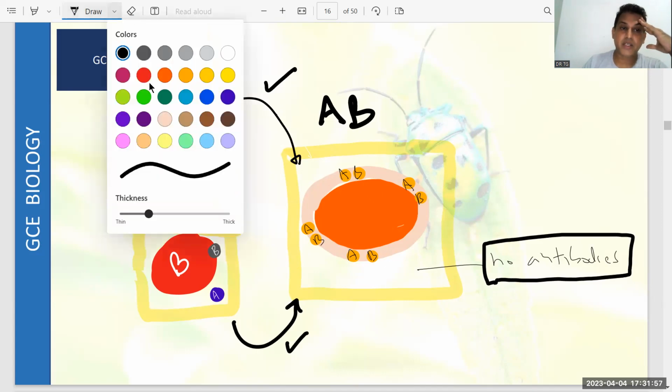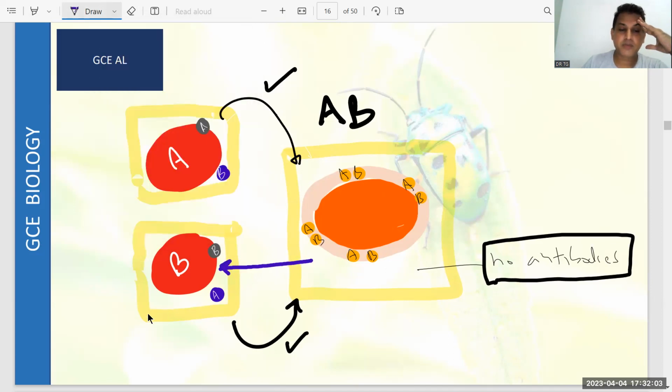Let's see what will happen the other way now. AB is giving blood to B. If AB is giving blood to B, B has A antibody, which can recognize. This is not possible. Now AB is giving blood to A. So B antibody is there and AB has B antigen. That can also be recognized, not possible. So donation is possible, A to AB, B to AB. AB cannot give blood to A or B.